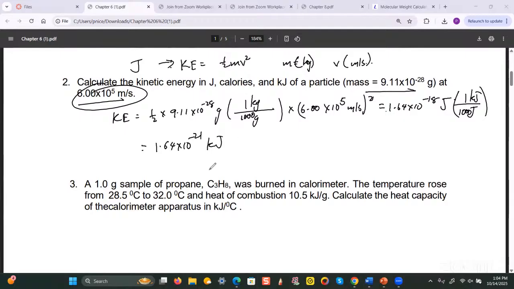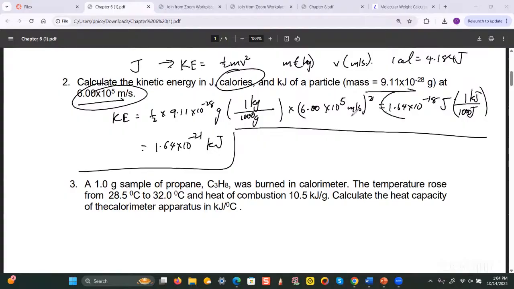Kilojoules. All right. And then further, we're asked to determine the energy in calories. Now, if you look up in your packet, 1 calorie will be equal to 4.184 joules, right? So basically, I'm going to take this value here, which is 1.64 times 10 to the minus 18 joules, and I'm going to convert it, where I'm going to put 1 calorie above, and below I'm going to put 4.184 joules below. So let's see what I get.